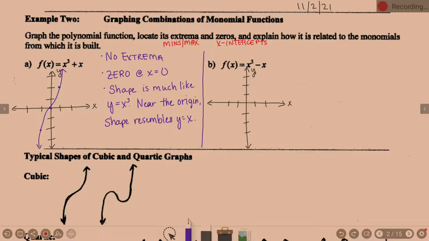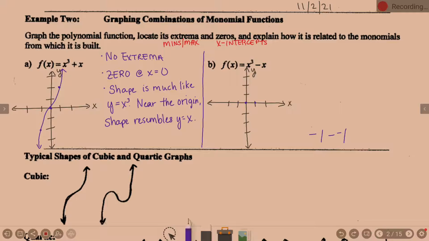But if you just start plugging values in, what do you get when you plug in 0? 0, 0. Okay. What do you get when you plug in 1? 1 to the third minus 1 is going to give us 0. So 1, 0. What do you get when you plug in negative 1? Negative 1 to the third is negative 1, and then minus negative 1. Negative 1 minus negative 1 becomes 0 again.